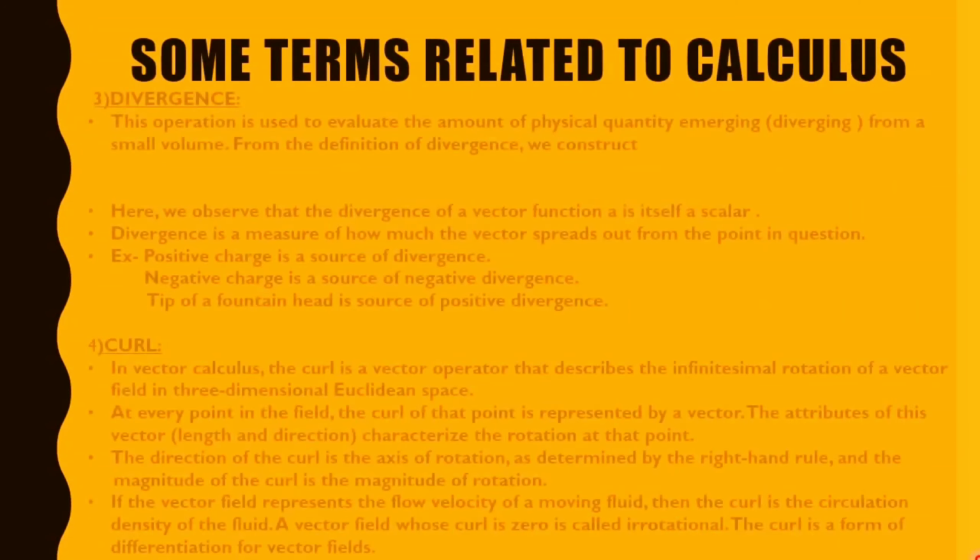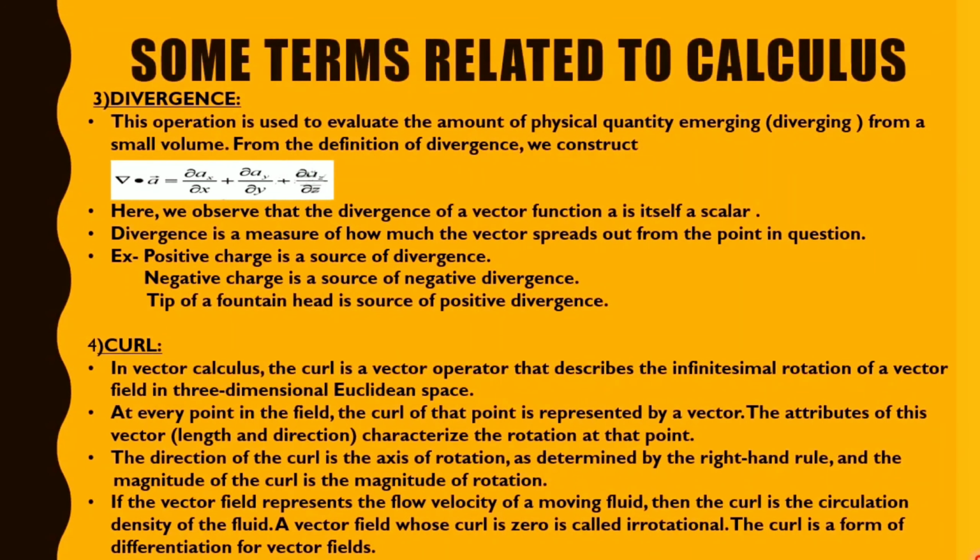Okay, now we will move on to the next part, that is divergence. This operation is used to evaluate the amount of physical quantity emerging from a small volume. That means there is something in a very small volume, and we need to evaluate how much of the physical quantity is emerging from that small volume.